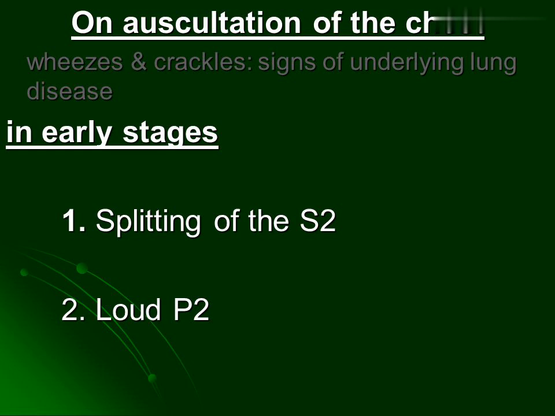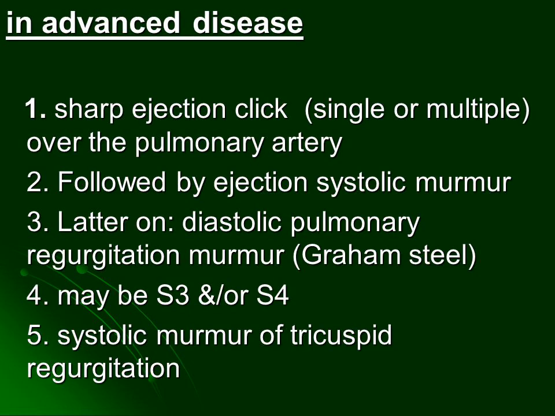In early stages: 1. Splitting of the S2. 2. Loud P2. In advanced disease: 1. Sharp ejection click, single or multiple, over the pulmonary artery. 2. Followed by ejection systolic murmur. 3. Later on, diastolic pulmonary regurgitation murmur, Graham Steell. 4. Maybe S3 and/or S4. 5. Systolic murmur of tricuspid regurgitation.